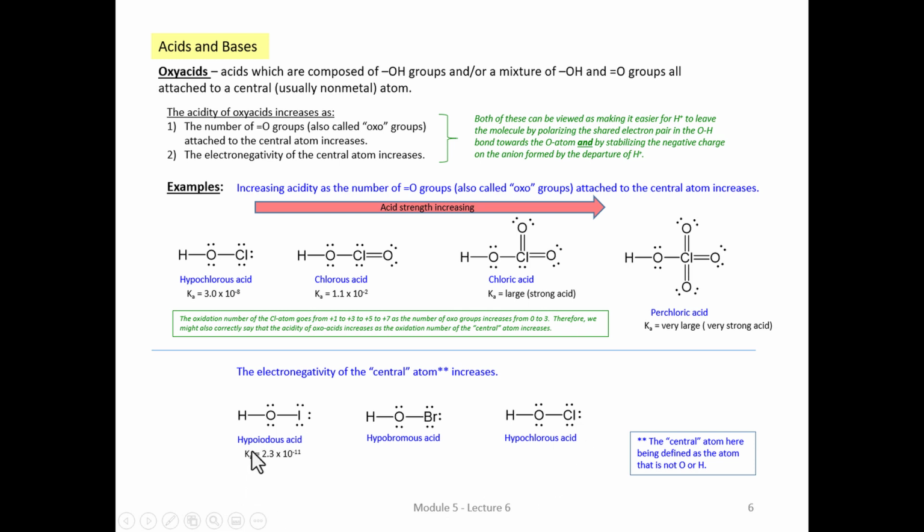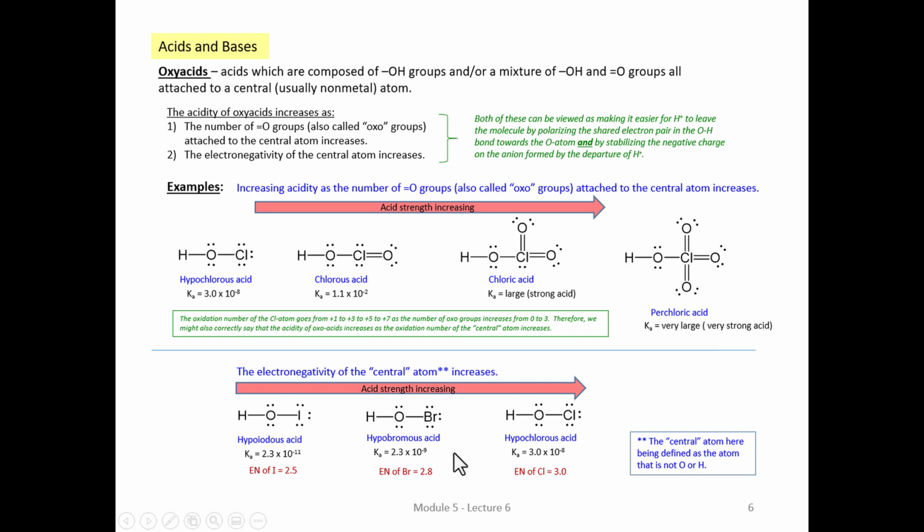You'll see that hypoiodous acid is pretty weak. Hypobromous acid is a little stronger. Hypochlorous acid is a little stronger yet. So acid strength is increasing, going from left to right. The electronegativity of iodine is 2.5. The electronegativity of bromine is 2.8. And the electronegativity of chlorine is 3. So you can see as the electronegativity of the, quote, central atom increases, the acid strength increases.